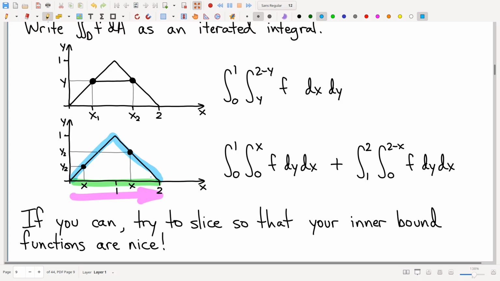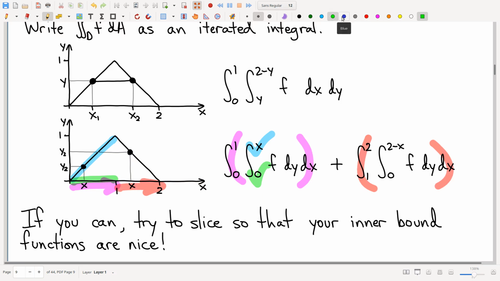What I have to do is change my strategy to looking only at the 0 to 1 values for x, where the lower bound is going to come from that curve, and the upper bound is going to come from that curve. And then I have to consider a whole new separate integral as x goes from 1 to 2, where my lower bound is going to come from, in fact, the same curve as it turns out, but then my upper bound comes from the different curve.